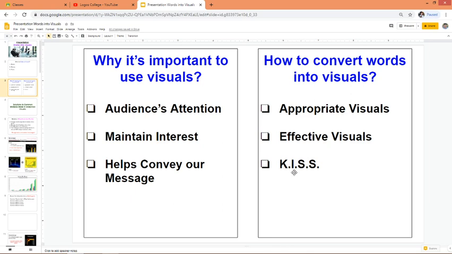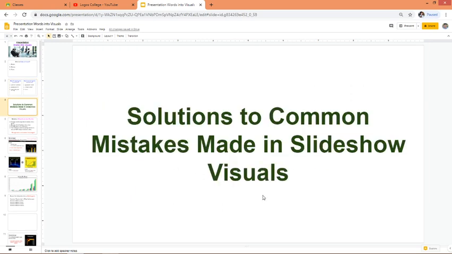And then the last one, KISS. This stands for keep it short and simple. You want your visuals to be clear. You want them to be simple looking. You don't want a lot of detail, and you want big letters, in big writing, so the audience can easily understand your message. Also, in the next couple of videos, I'm going to talk about solutions, how to fix common mistakes that are made in slideshow visuals.